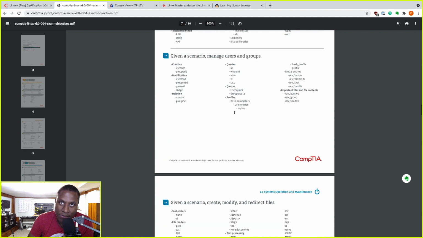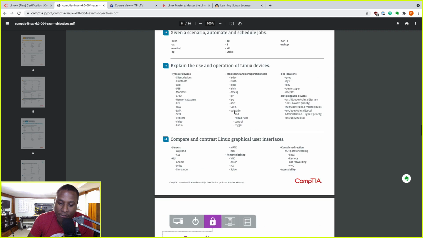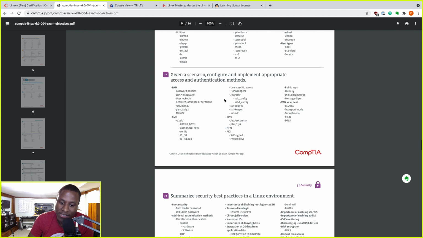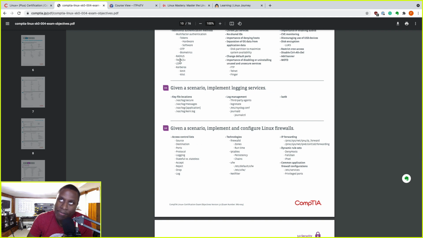So this is the exam objectives. Again, it is very critical and important for you to take a look at it before you start studying. Even before you get a book, take the exam objectives and try to understand what is required of you to be able to pass the exam.